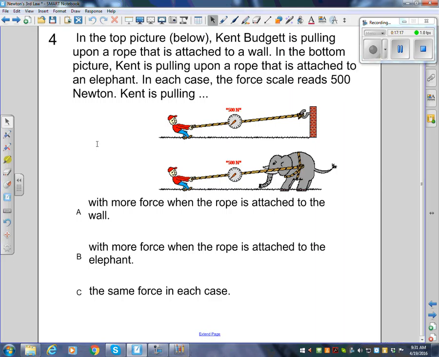In the top picture, Ted Budget, thank you, I did write it, is pulling upon a rope that is attached to a wall. In the bottom picture, Ken is pulling upon a rope that is attached to an elephant. In each case, the force scale reads 500 newtons. Kent is pulling with more force when the rope is attached to the wall, with more force when the rope is attached to the elephant, or the same force in each case.